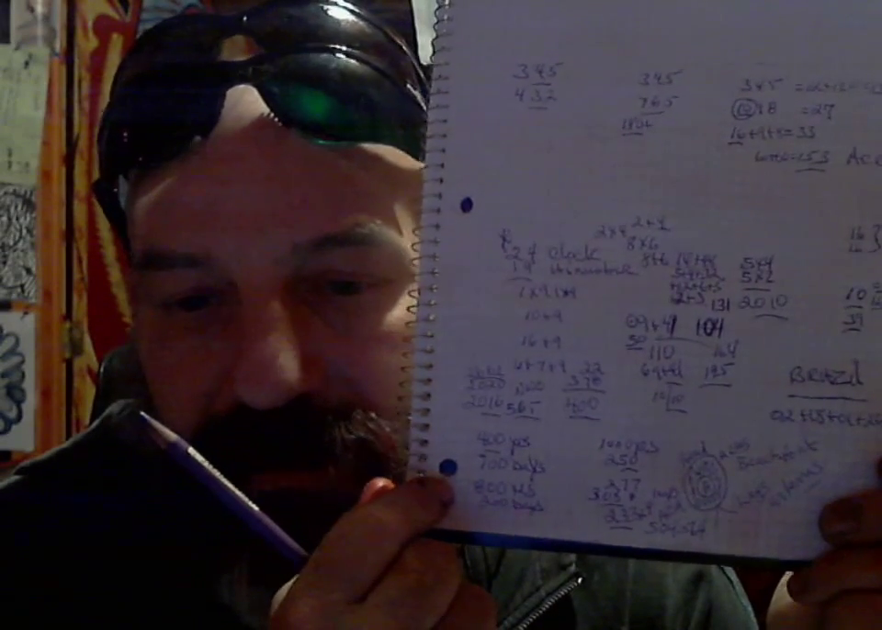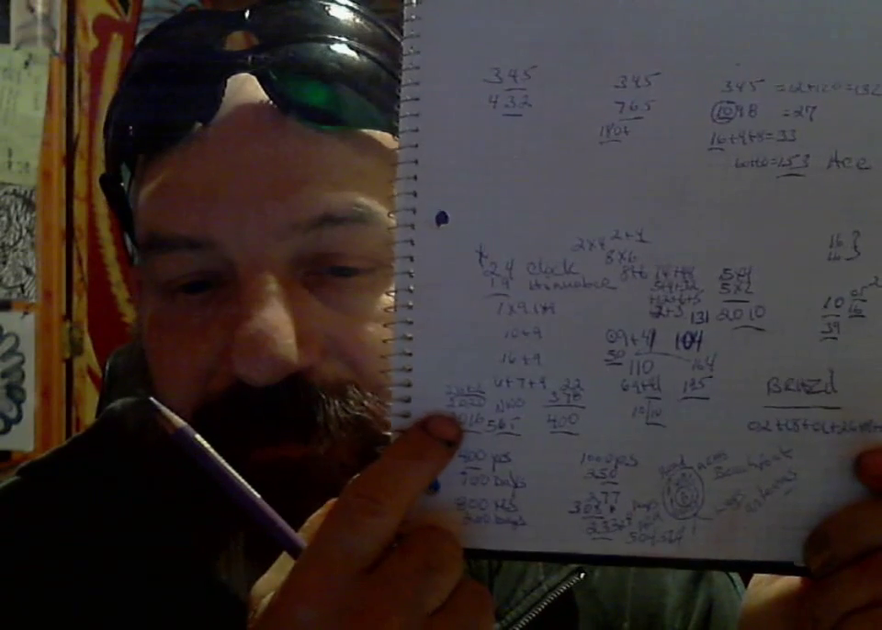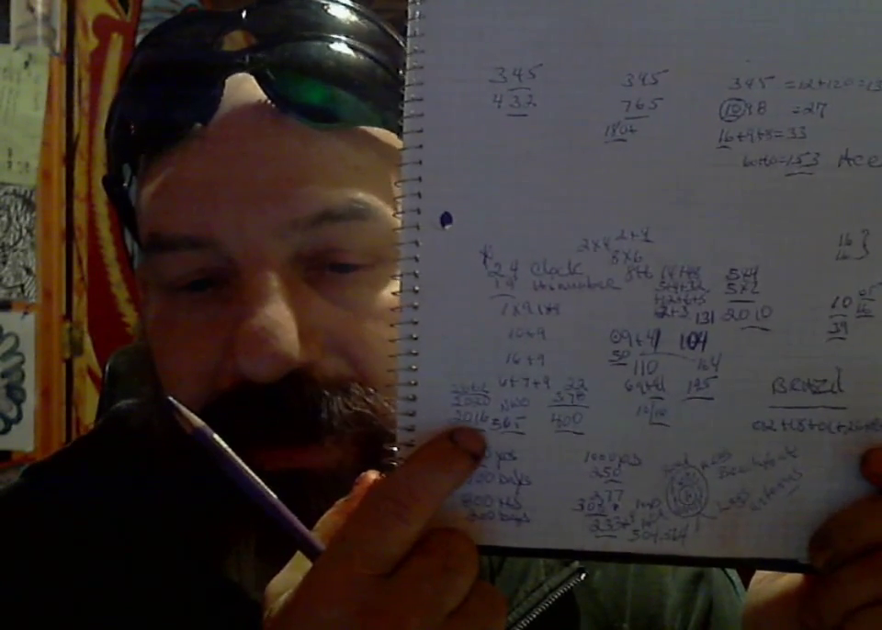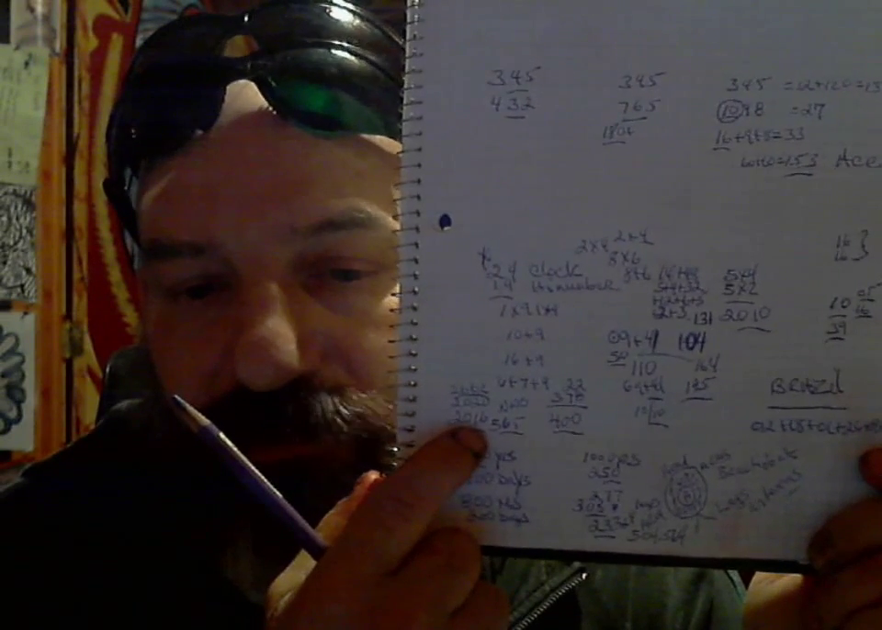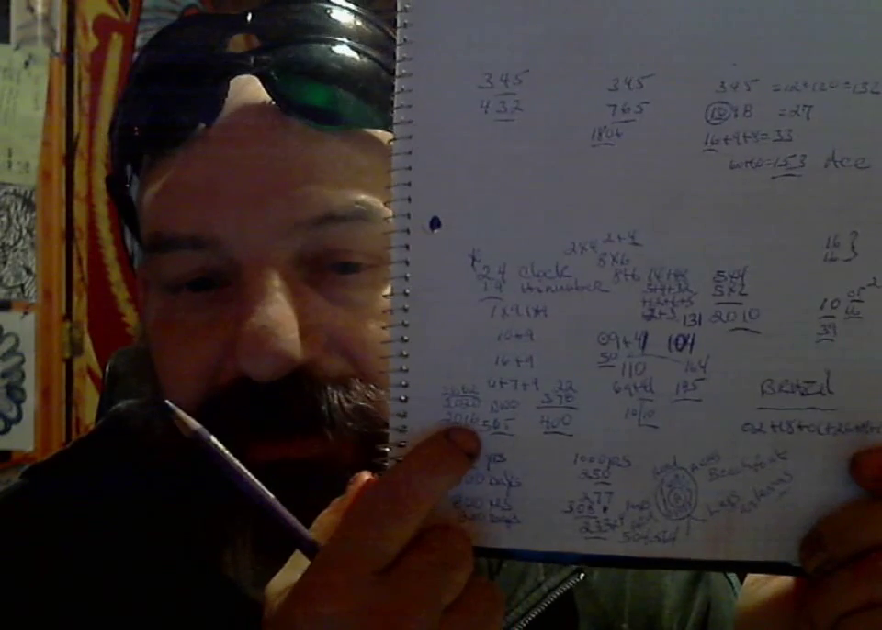What else was I going to do? I think I did this already. Okay, it has to do with 2016. 54 times 4 is how much? 54 is 216. 540, 546, the Federation.